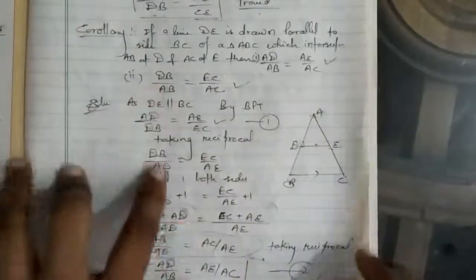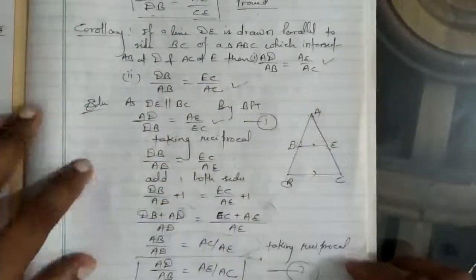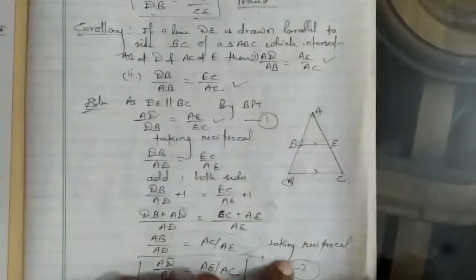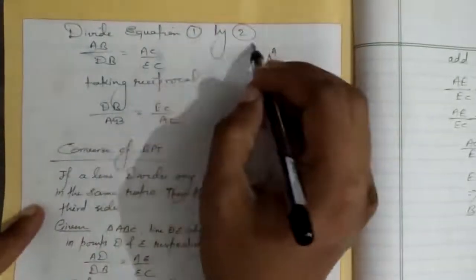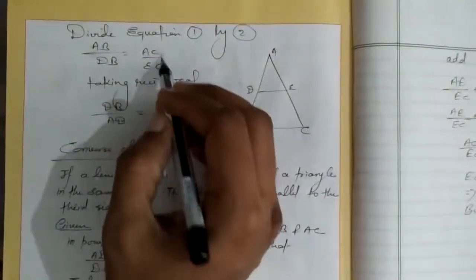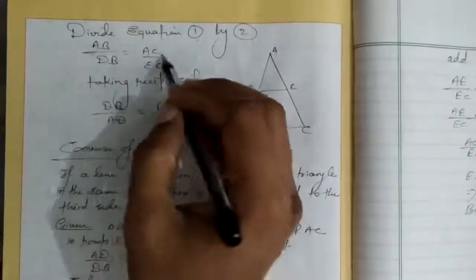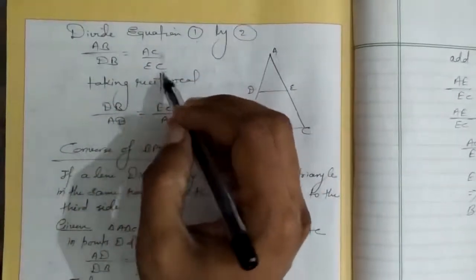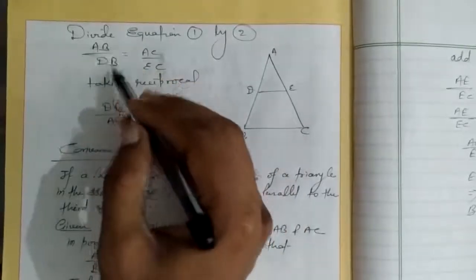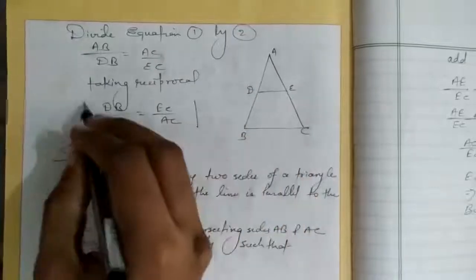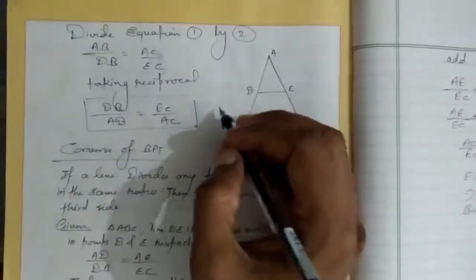Now for the second proof, what do we do? You divide equation 1 by 2. This is equation 1 and this is equation 2. So divide equation 1 by 2, you get AB upon DB equal to AC upon EC. Now taking the reciprocal of this, DB upon AB equal to EC upon AC. This is your proof of the corollary of the BPT theorem.